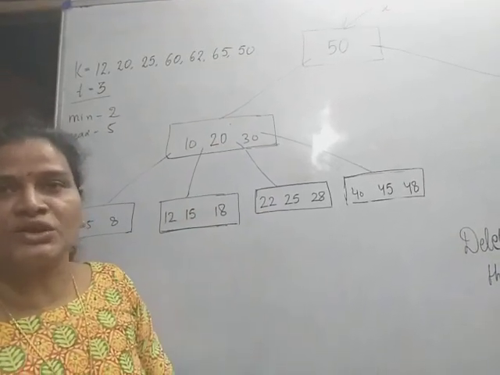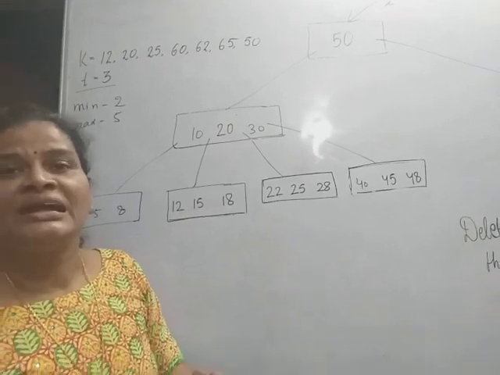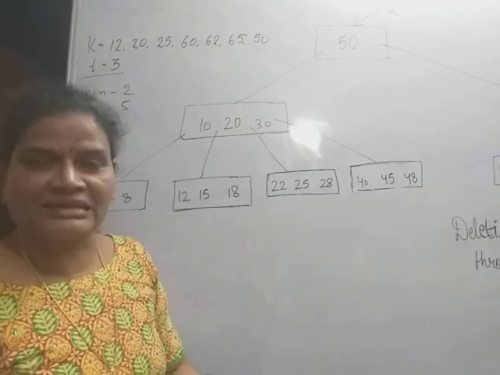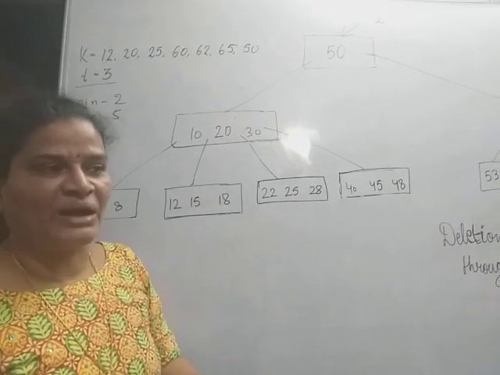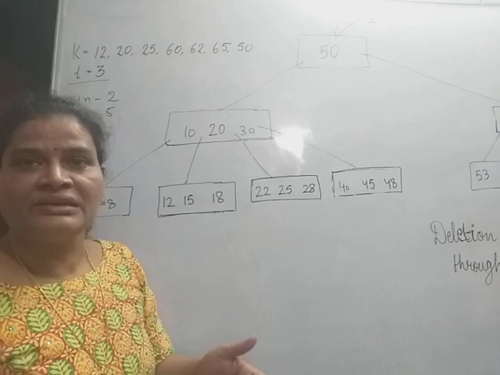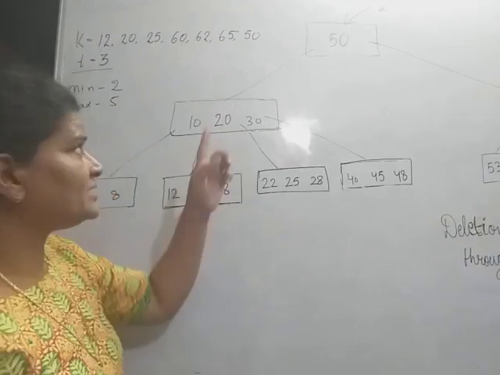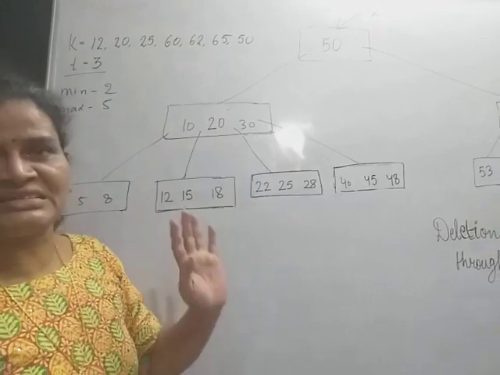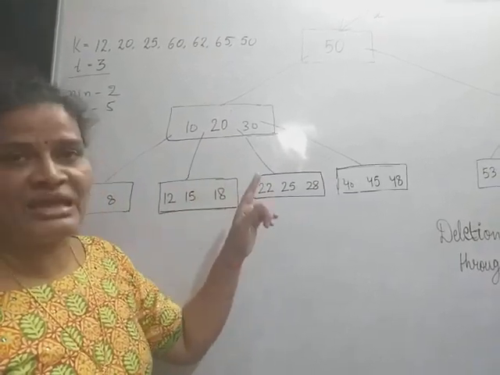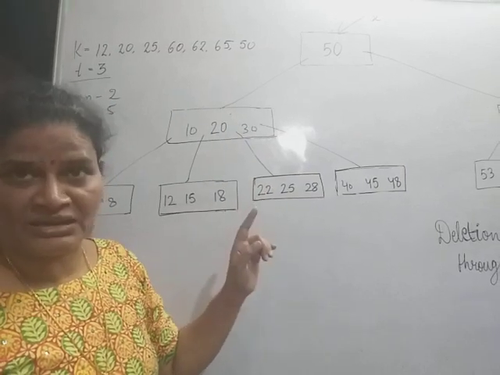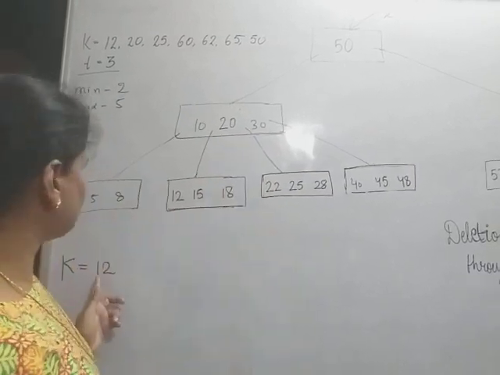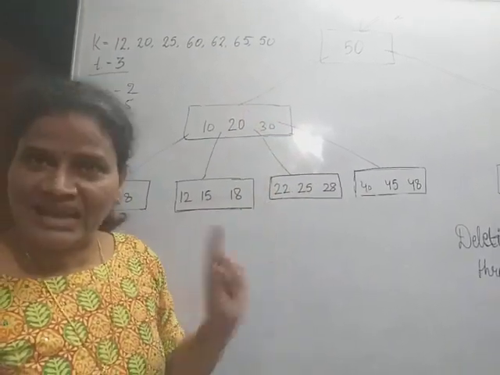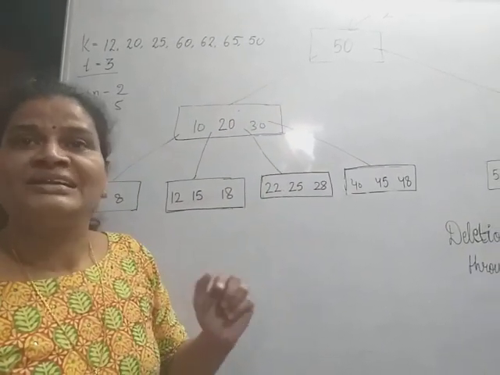The root is not required to contain t number of keys at any particular time, as the tree may contain a single key, in which case the root node contains a single key. So x is pointing to the root node. 12 is not present in x, and x is internal, not a leaf. So we check whether 12 is present in x or not. 12 is not present in x, so it will go into the second case.